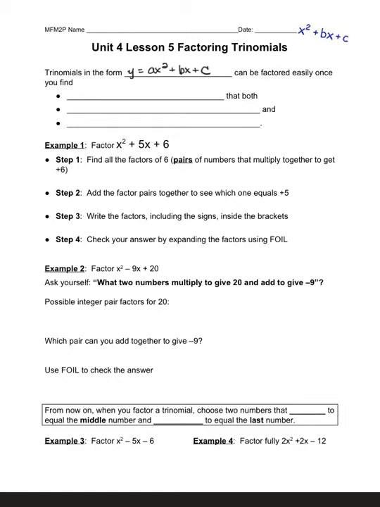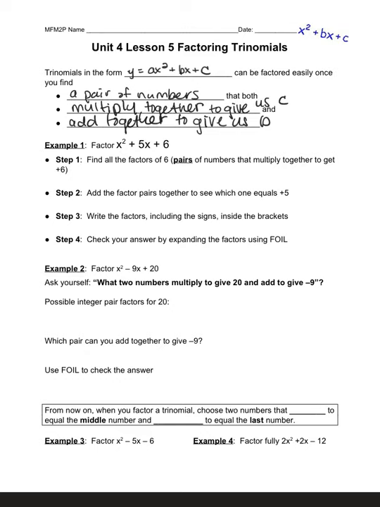The first one is a pair of numbers. And this pair of numbers specifically has to multiply together to give us that C value. And finally, they're also going to add together to give us B. So it's kind of like solving a puzzle.